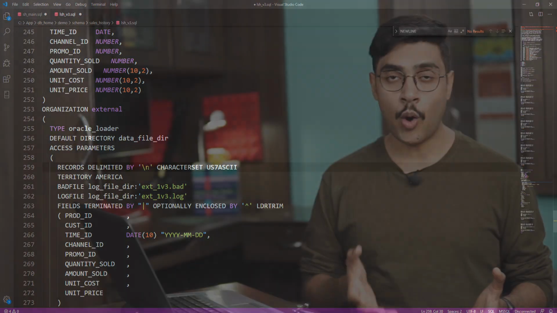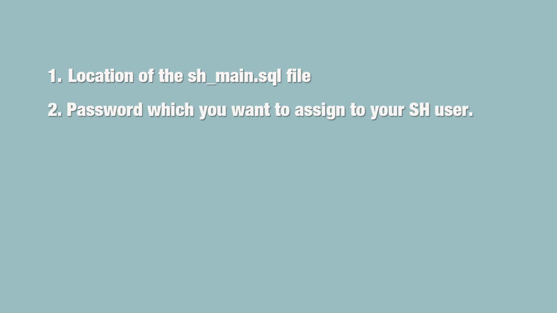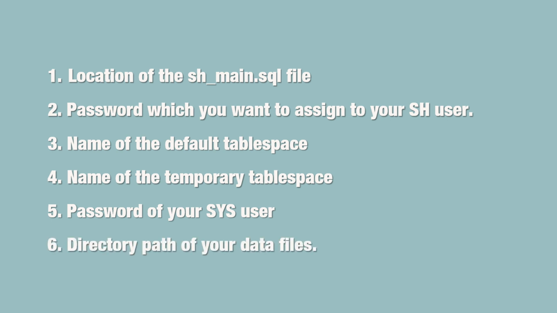Done. Now we have to run the sh_main.sql script, but this is not going to be simple because to run it we need 9 things, and these are: first, the location of the sh_main.sql file; second, password which you want to assign to your sh user; third, name of the default table space; fourth, name of the temporary table space; fifth, password of your sys user; sixth, directory path of your data files.